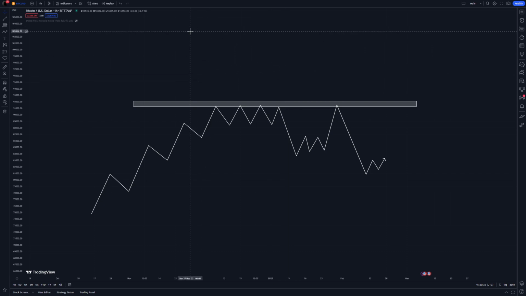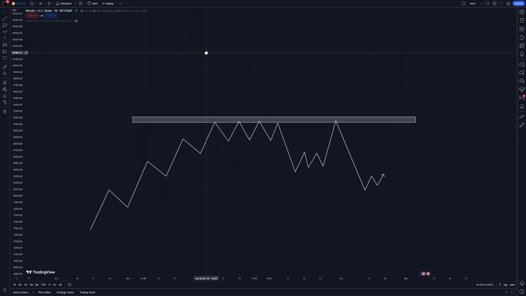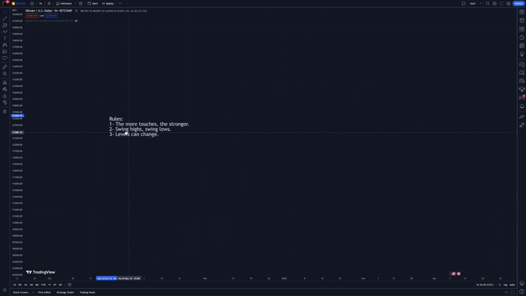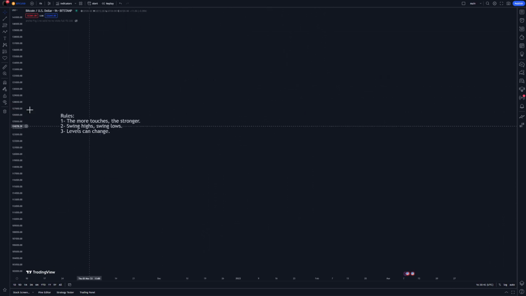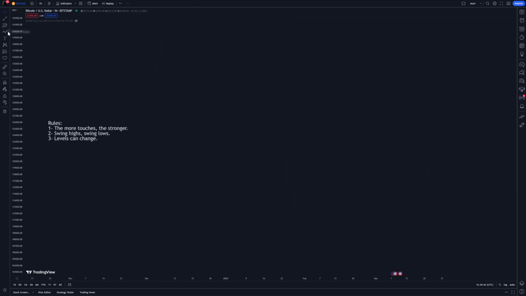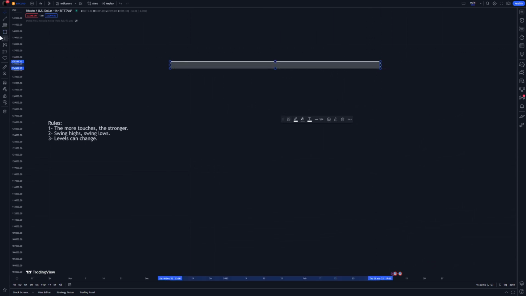Now let's get into the rules that I personally follow. These help me so much. So here we go, rules for support and resistance. Rule number 1: the more touches, the stronger it is. What does that mean? Let's get my rectangle tool out. So there's a resistance. I'll be showing you the examples on resistance levels, but the exact same things apply to support. It's just the opposite, okay?